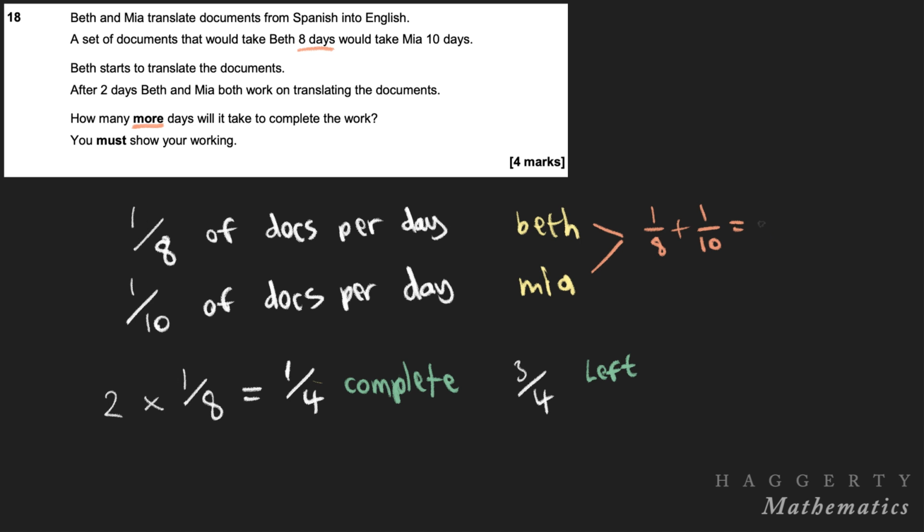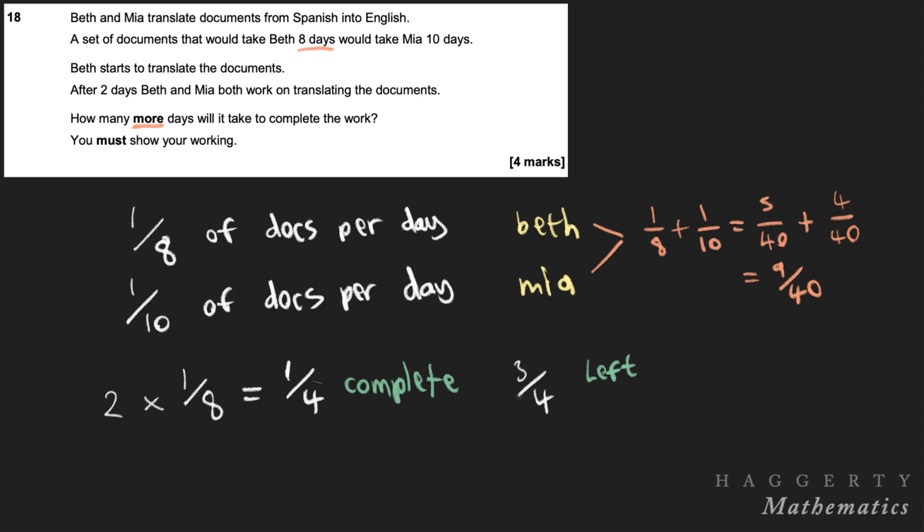So a bit of fraction arithmetic here. Let's take those and add those up. What's that going to be? I guess we could times by 4, 5 there, that'd be 40. And that'd be 5 40ths. And then times by 4 here, that'd be 4 40ths. And altogether that gives us 9 40ths. So Beth and Mia together, they're completing 9 40ths of the documents per day.